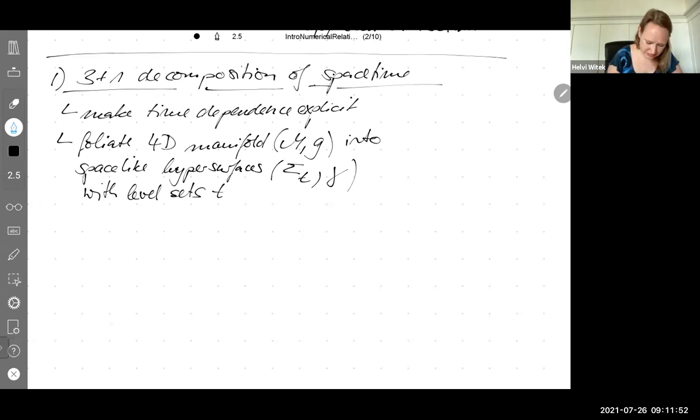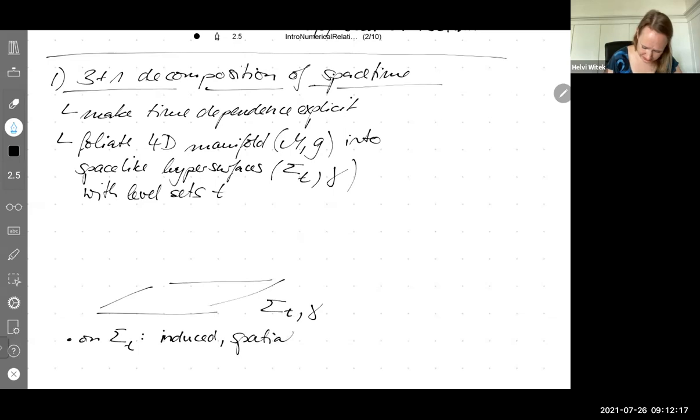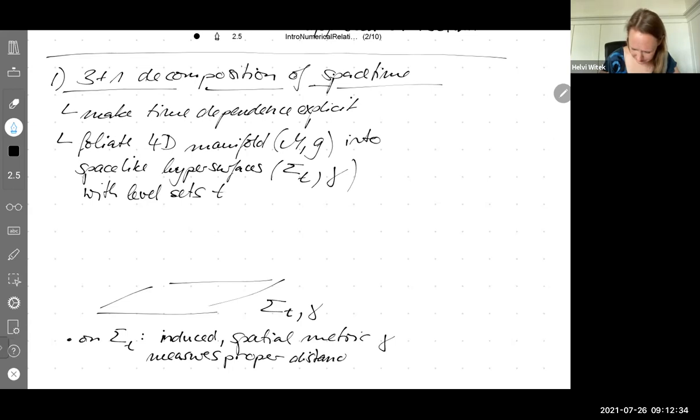So we will foliate our space-time into these hypersurfaces. Let me just draw one here. As I said, I will call this sigma t, and it will come with some metric gamma that is on our hypersurface sigma. We have this, what we call the induced spatial metric gamma that measures the proper distance in this hypersurface. That is, a dL squared, so a line element in this hypersurface, would be given by gamma ij dxi dxj.